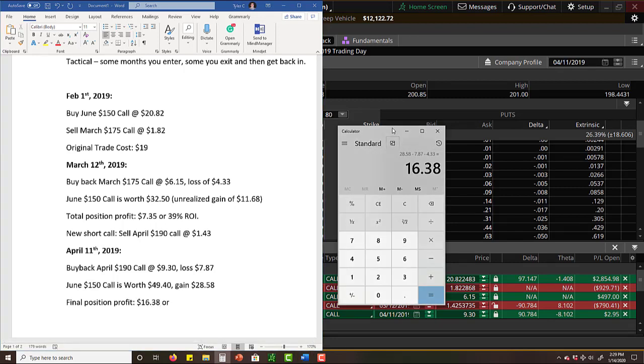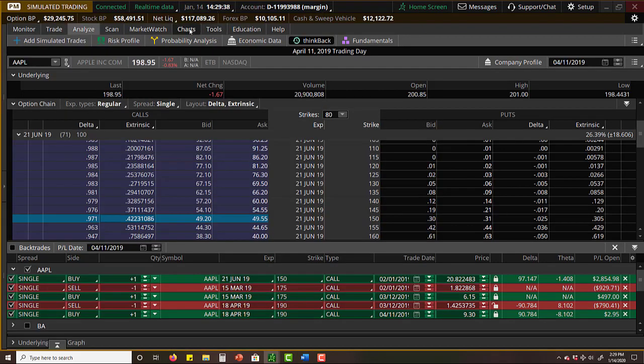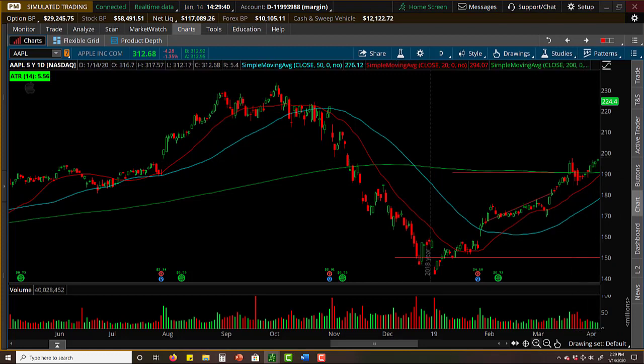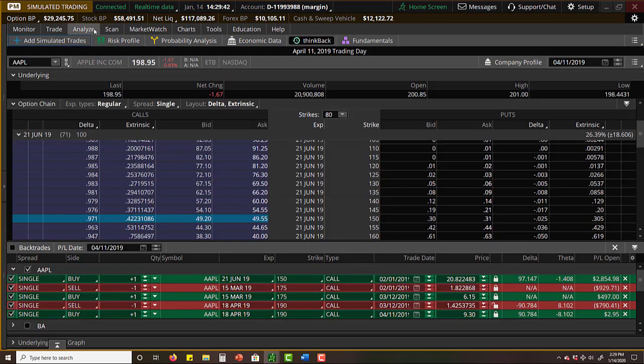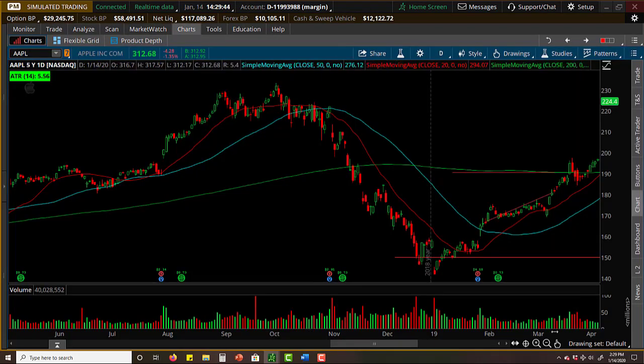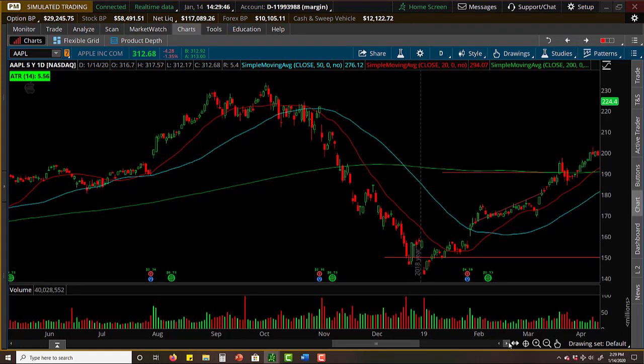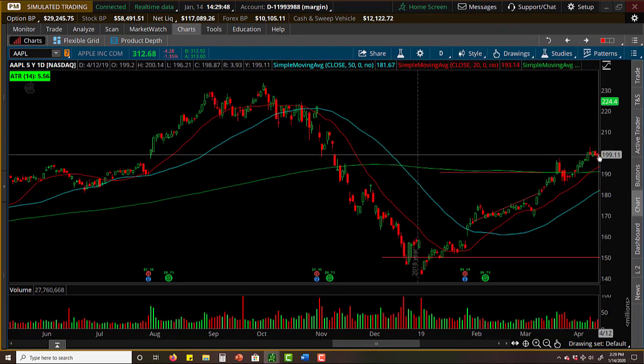And my initial investment was 19 bucks. So that's about an 86% return over those 2 months. You say, wow, that's fantastic. Well, yeah, but look what Apple did. I mean, what was my date we ended? April 11th. And look what it did through April 11th here.